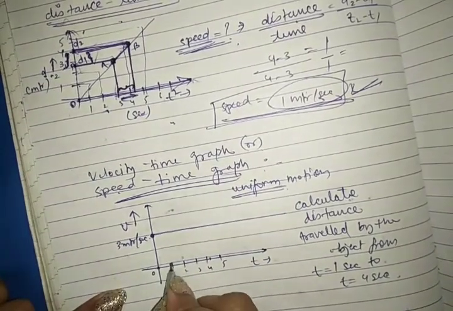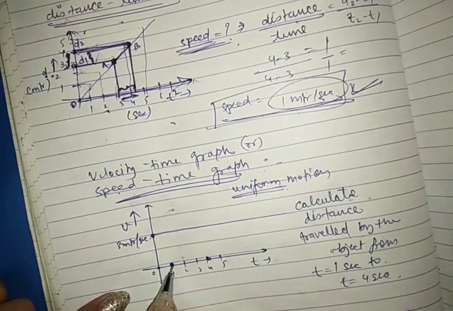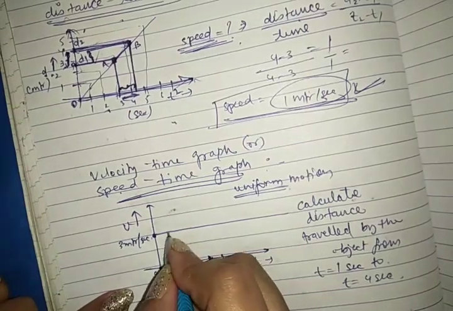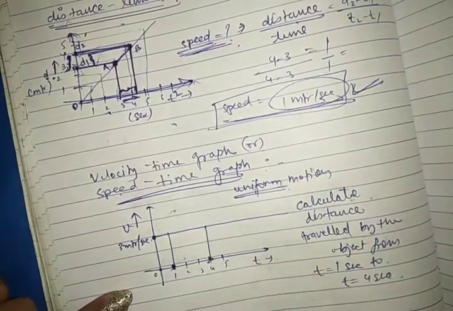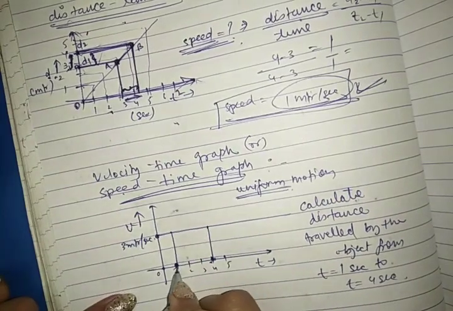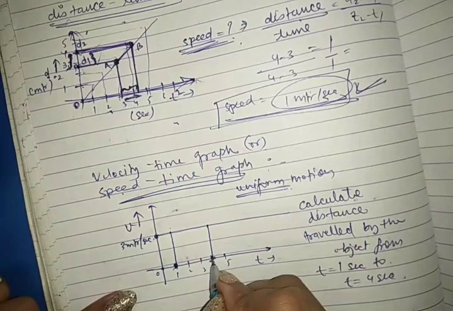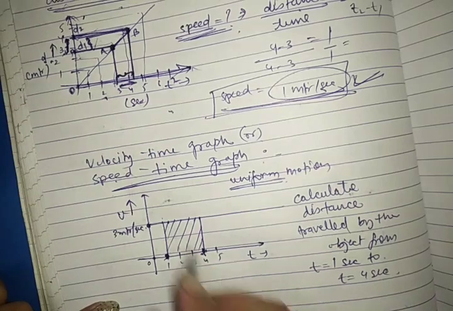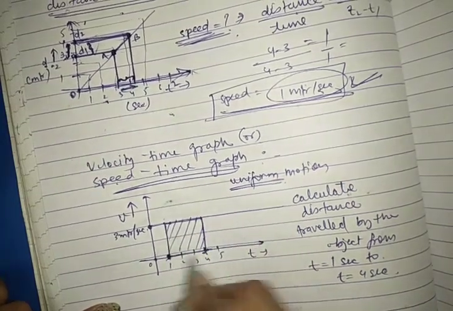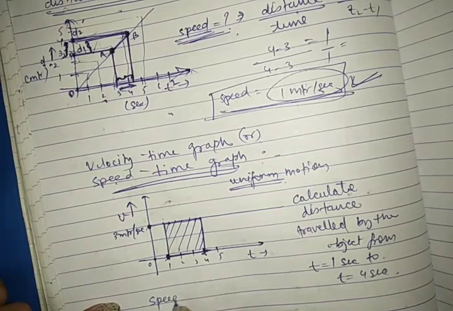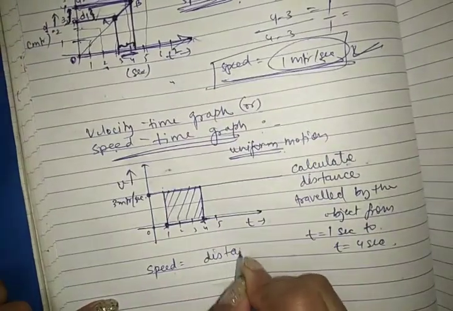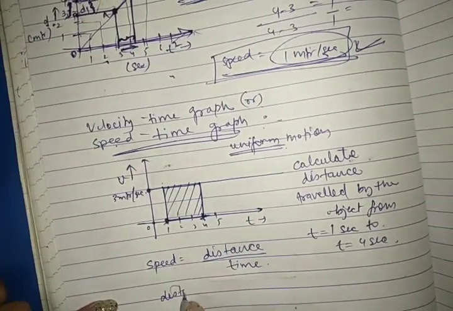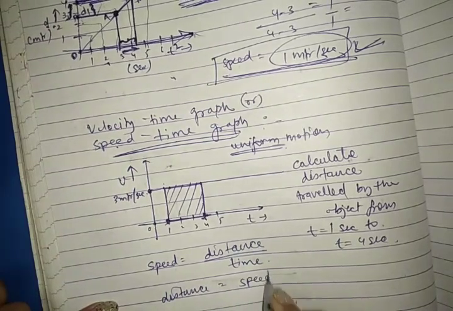So from this point to this point, t equal to 1 second to t equal to 4 second, how much distance does this object travel? To calculate this, we will draw a line at t equal to 1 second like this, and at t equal to 4 second like this. So this area will give us the distance required. How? Because the formula is speed equals distance upon time, and we have to calculate distance from here. So distance will be speed into time.